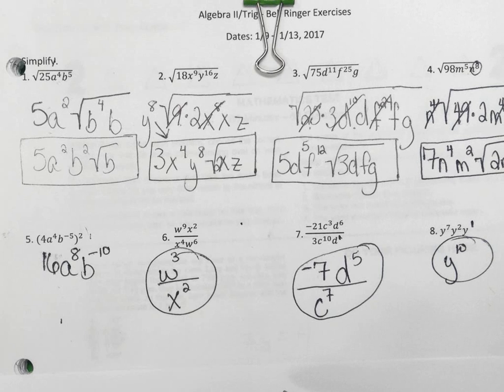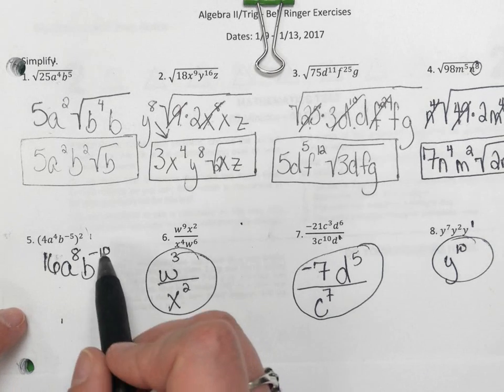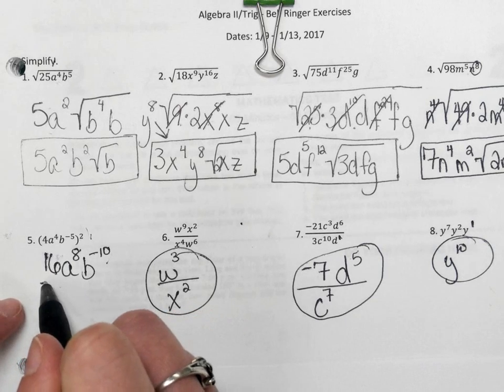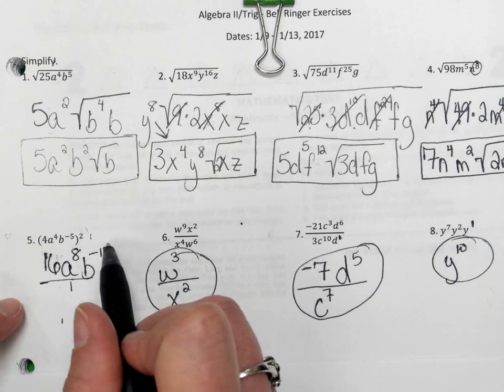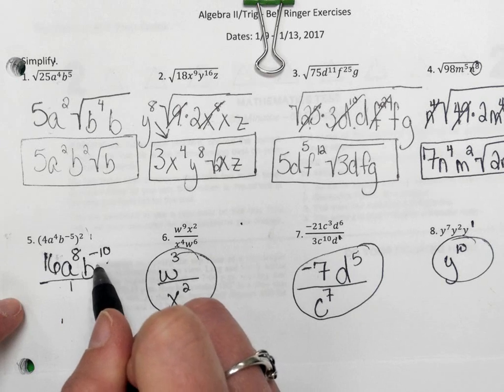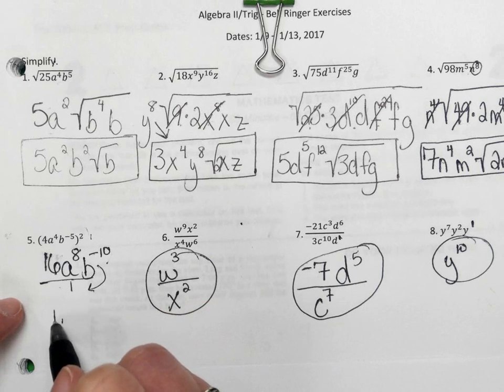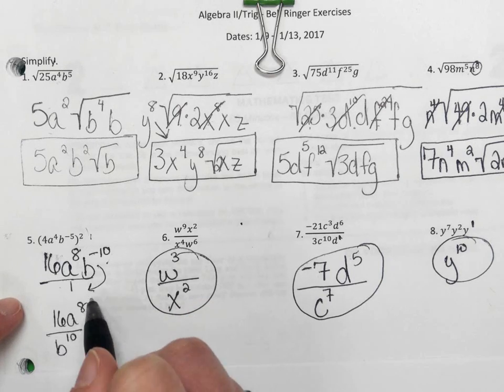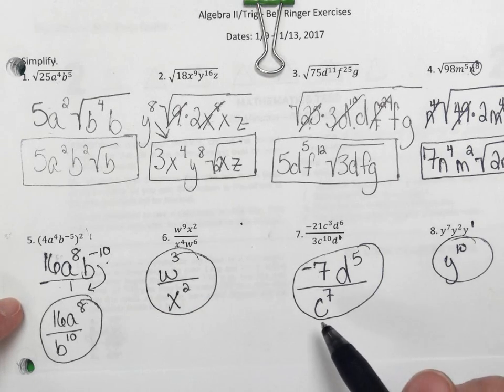Y'all okay? All right, remember that we cannot have negative exponents, okay? I know it's been a minute since we've done these. So where does that negative exponent need to go to make him positive? On the bottom, there you go, okay? And now he makes him positive 10. Y'all okay? This is what we're starting today.